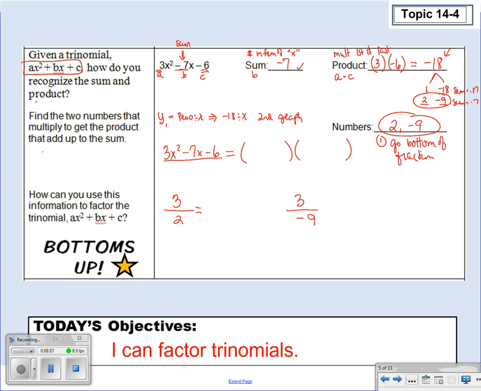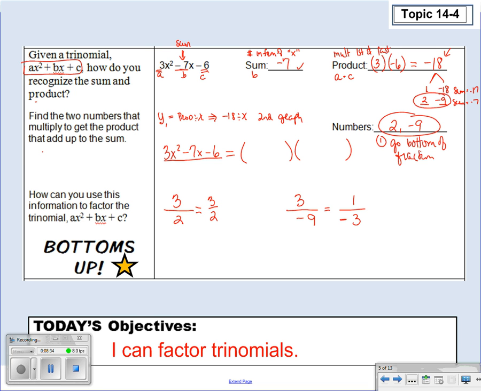Next, we're going to reduce that fraction. So 3 over 2 does not reduce, it stays 3 over 2. I cannot simplify that fraction any further. Our other fraction is 3 over negative 9. And notice that the bottom number is negative, so I'm going to go ahead and put a negative already in the bottom. And now I can just deal with 3 over 9. But 3 over 9 does reduce to 1 over 3.